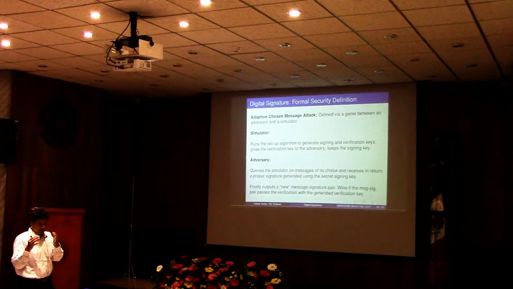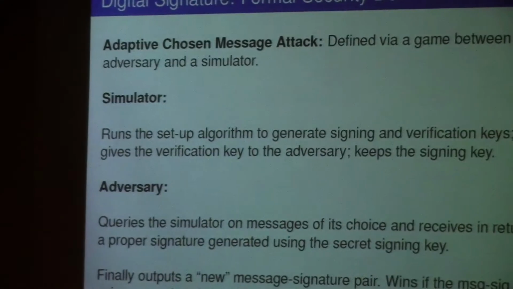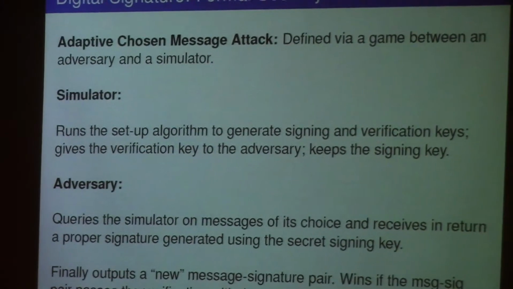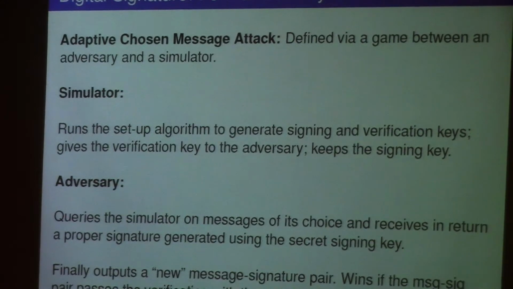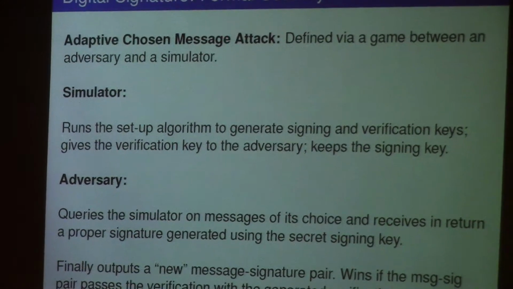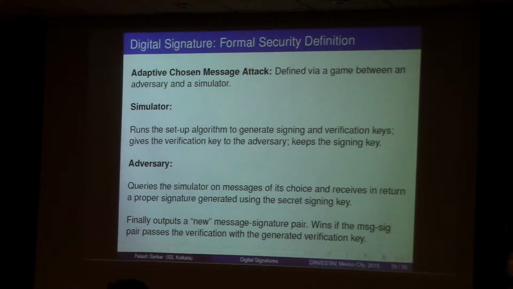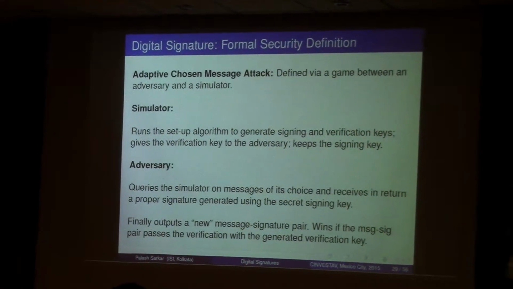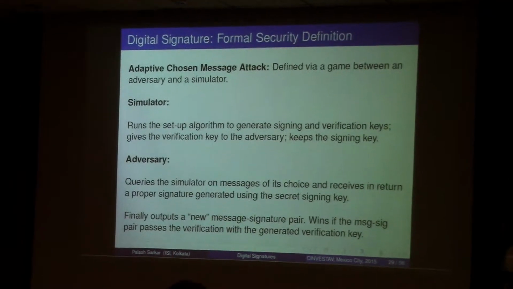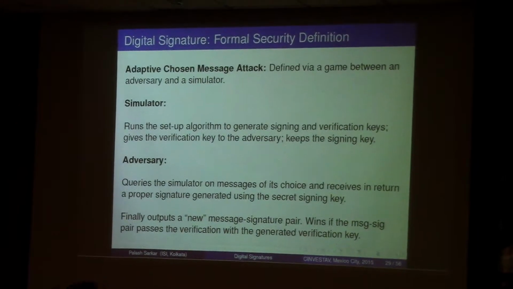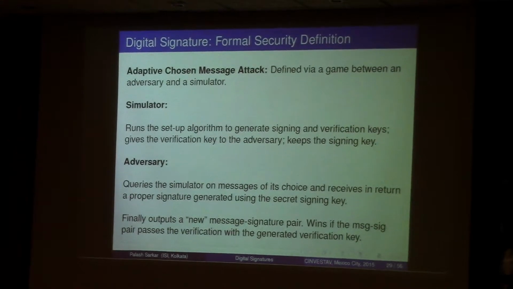What does it mean to say that a digital signature algorithm or digital signature scheme is secure? This is modeled by what is called an adaptive chosen message attack. This is a game between an adversary and a simulator. So there are two parties. One is the simulator, the other is the adversary. The goal of the adversary is, of course, to be able to forge a message signature here. And the simulator would kind of play the role of a genuine user.